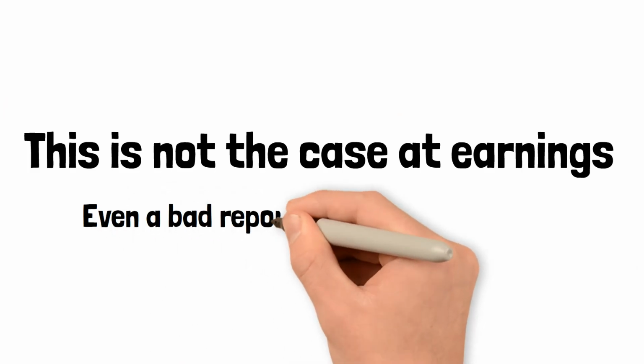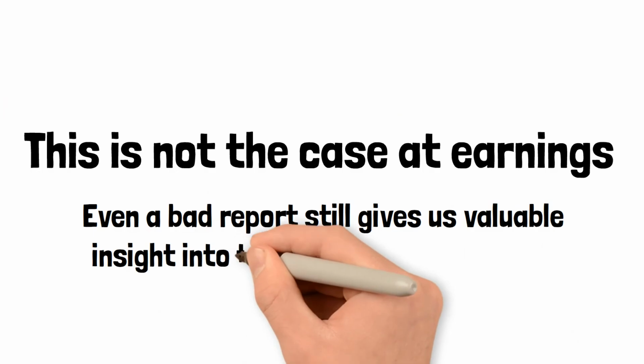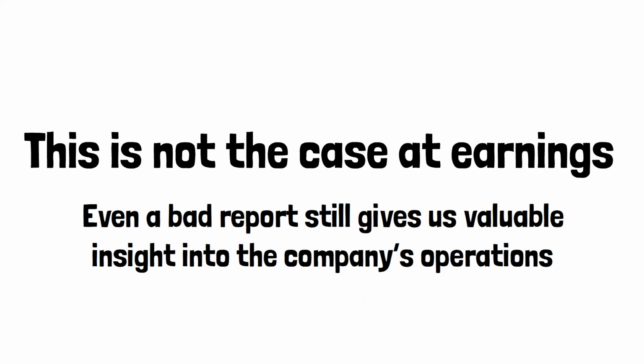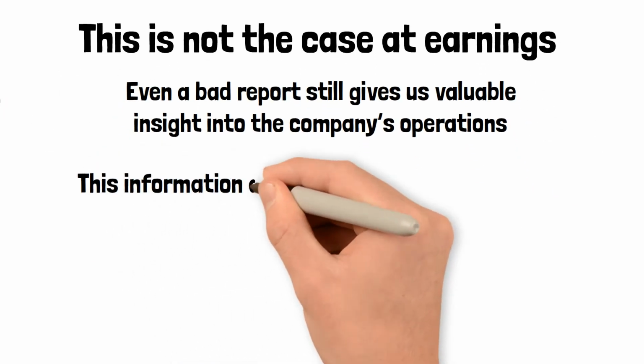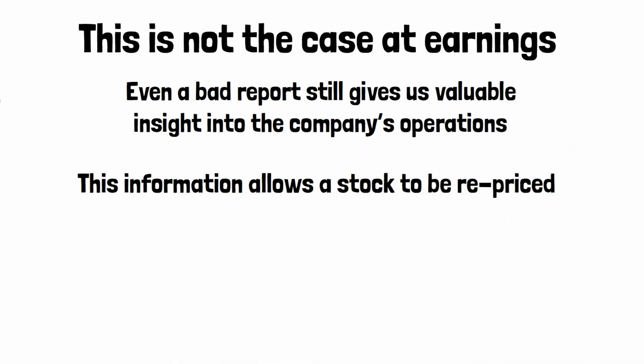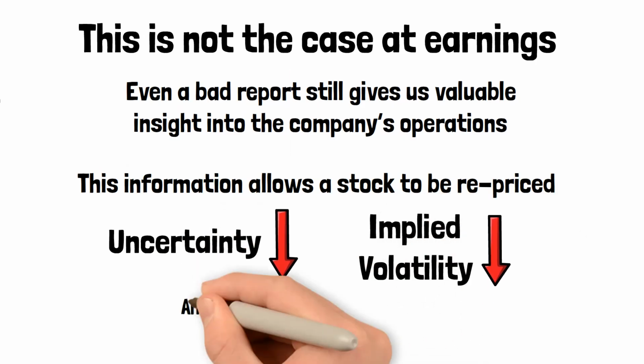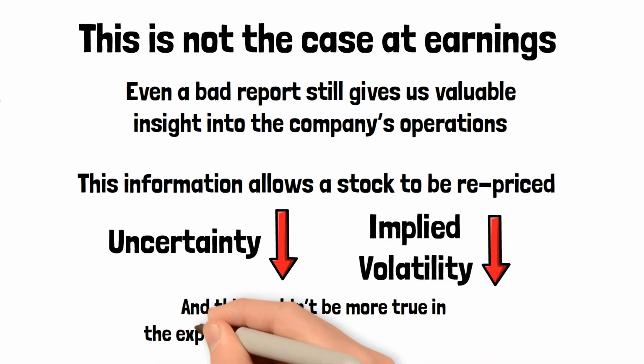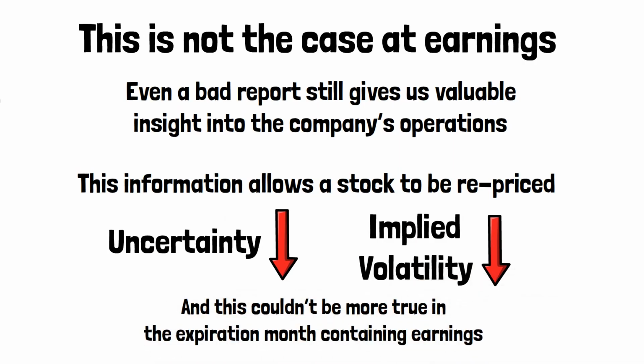Even a bad report still gives us valuable insight into the company's operations. No matter the direction, this information allows the stock to be repriced. Either way, uncertainty is reduced and implied volatility drops. And this couldn't be more true in the expiration month containing earnings.